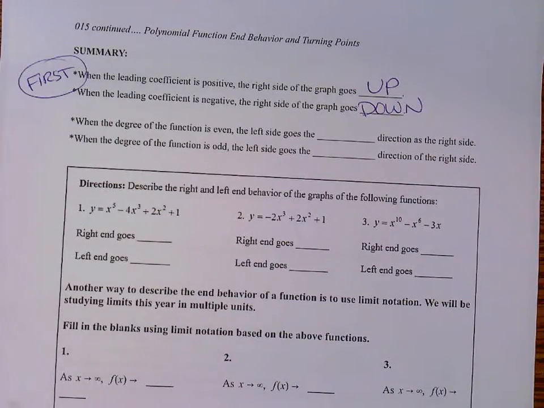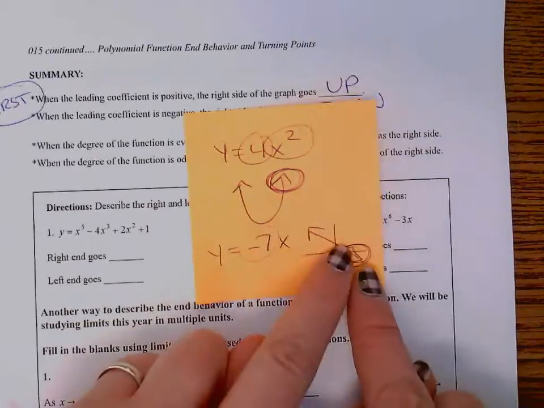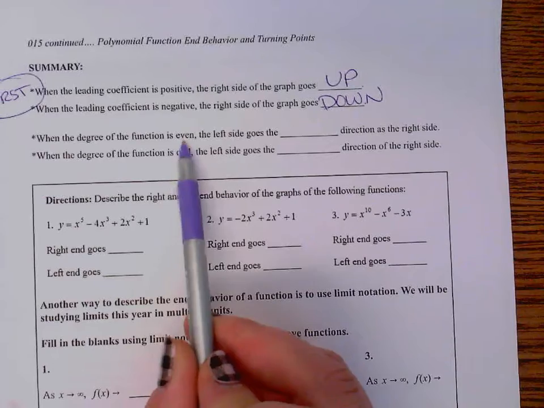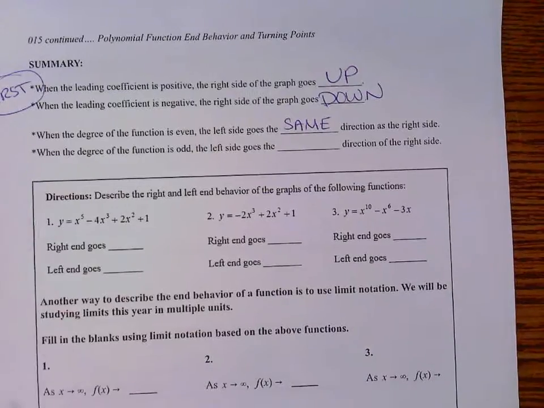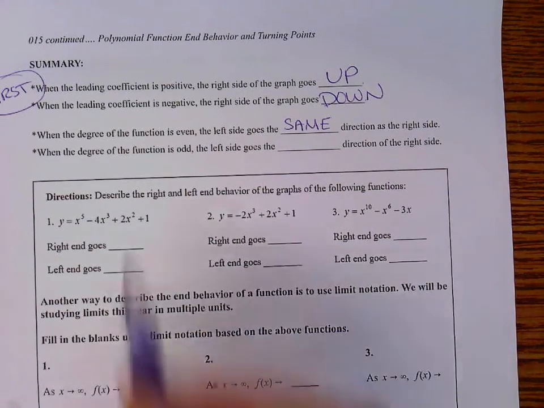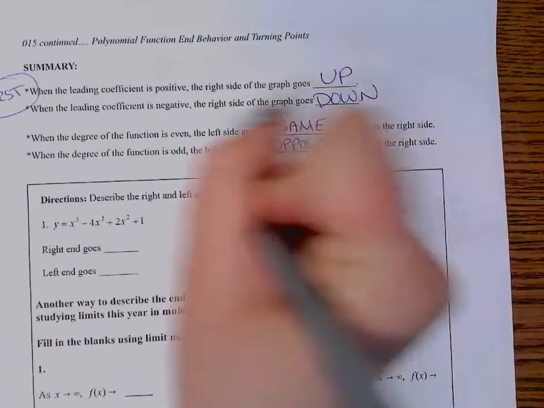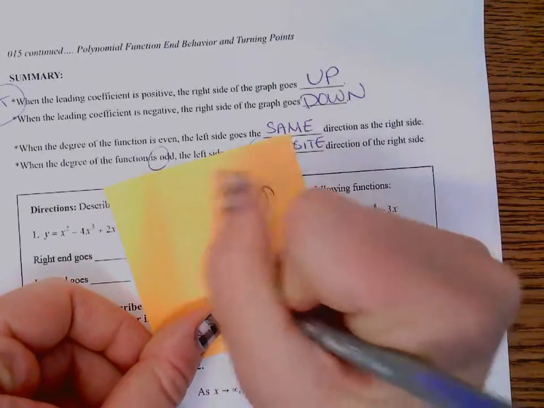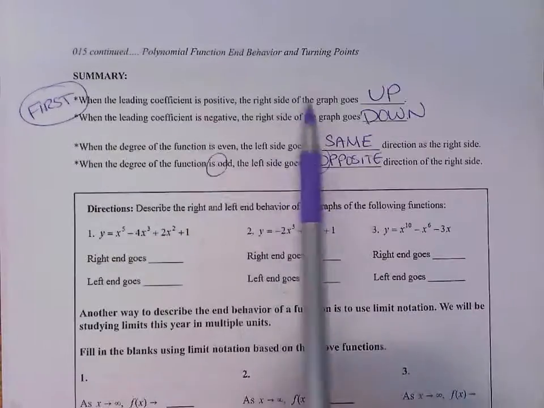Then the degree is going to tell you if your arms need to go in the same direction or if they need to go in opposite directions. So if the degree is even, like x squared or x to the fourth, the left side is going to go the same direction, like a parabola. Both go up or both go down. And if the degree is odd, the left side goes the opposite direction. So I think of odd and opposite, they both start with the letter O. So linear, cubic, one side goes up and one side goes down. So by looking at the equation, you can already determine the end behavior.